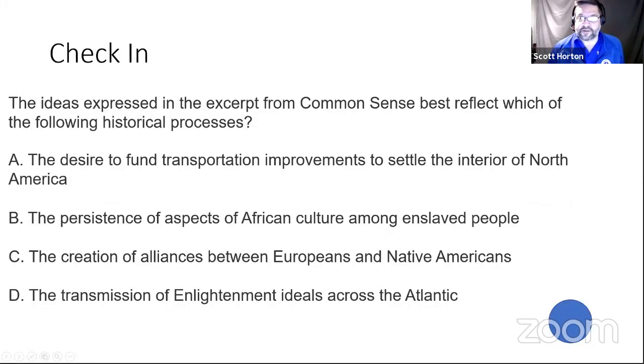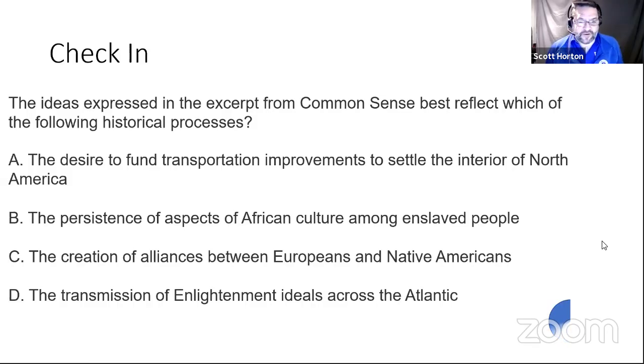Quick multiple choice question there for you. Which historical process could we connect this with? And hopefully we won't even wait for the whole time to end here. Is it desire to fund transportation improvements? Definitely not. It's not what he's up to here.